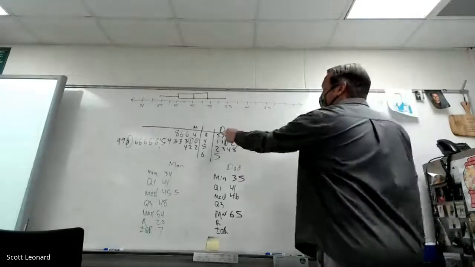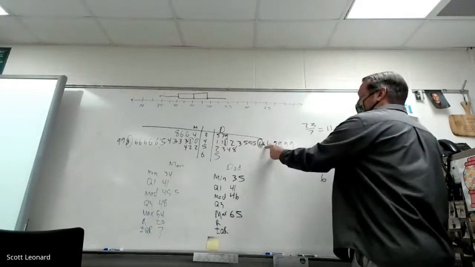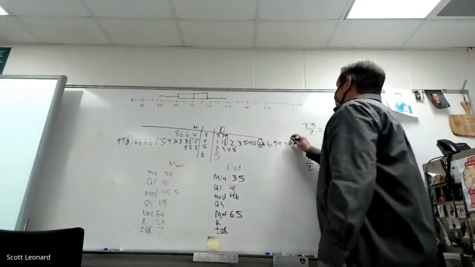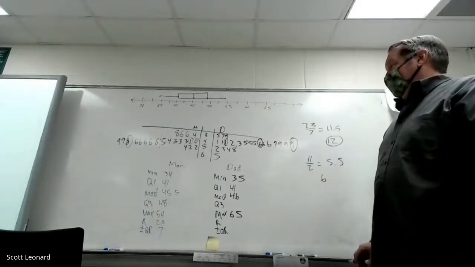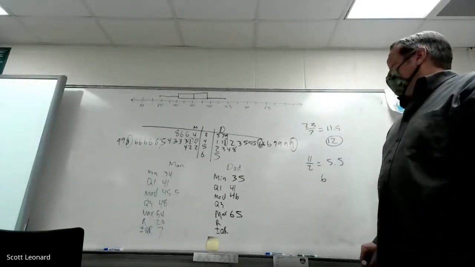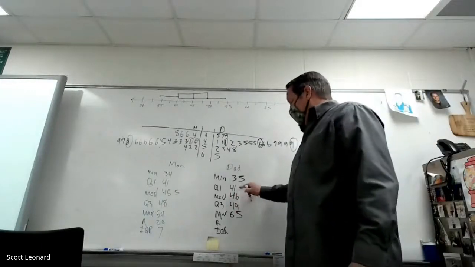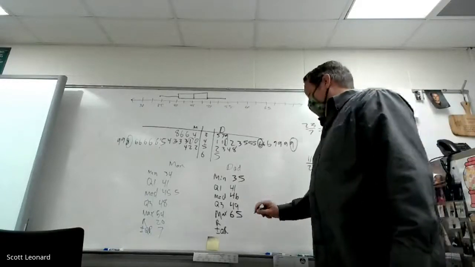All right, now I go to the back half. So I had 5 before, 5 after. I'm going to do the same thing after the 6. So 1, 2, 3, 4, 5, 6. What's my Q3? 49. 49 minus 41 is 8.